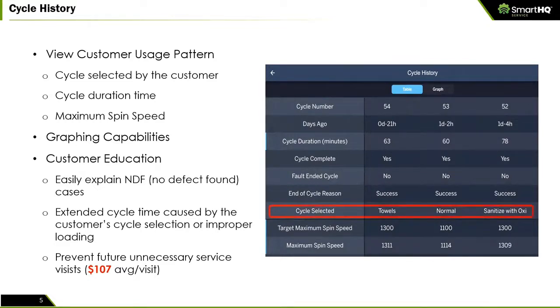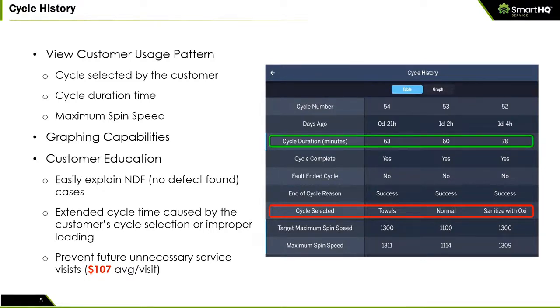You can see which cycle the customer selected. You can also see the cycle duration time, all right? So for example, here, this customer's last 3 cycles were cycle 54, 53, and 52. They selected the towel cycle, the normal, and the sanitized with oxy. And all 3 seem to be working well because let's just take, for example, the normal cycle. A normal cycle is going to take approximately 55 minutes to complete, and it completed in 60. So that's fair. That's acceptable. But if it had taken 85 minutes, 90 minutes, whatever it is, then there's something fishy about that.